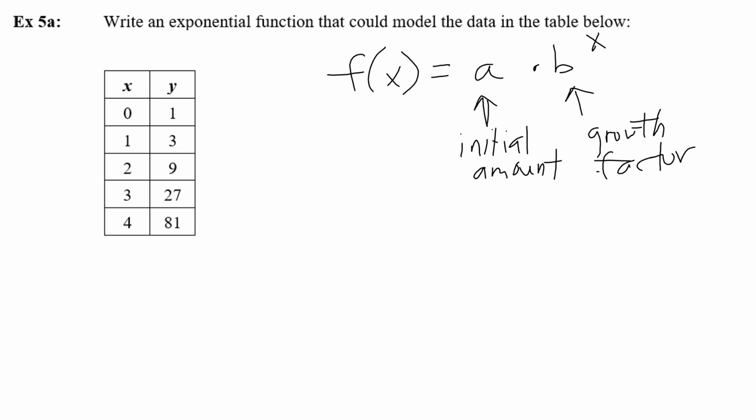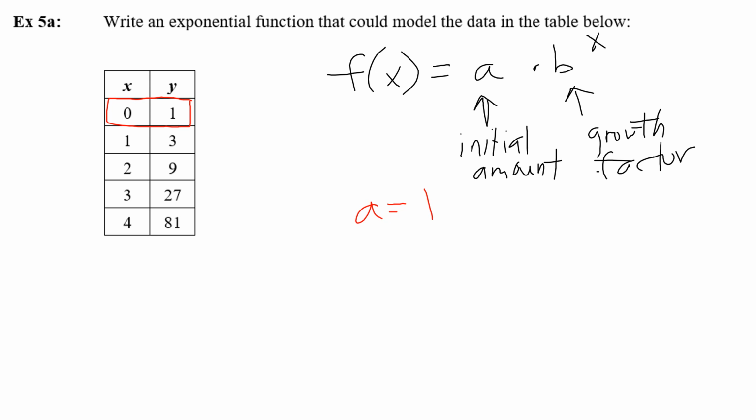So we're not going to worry about the plus or minus c or the plus or minus k from the previous example. Now, your initial amount, remember, is sort of like your y-intercept. So when x is 0, what's the y value? 1. So in this case, a equals 1.